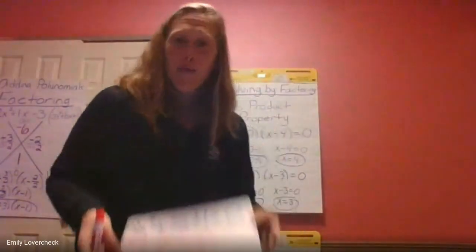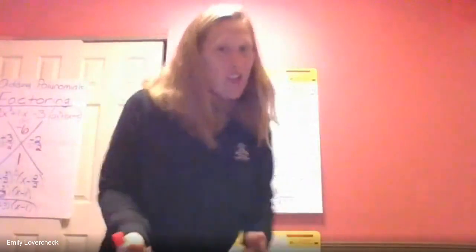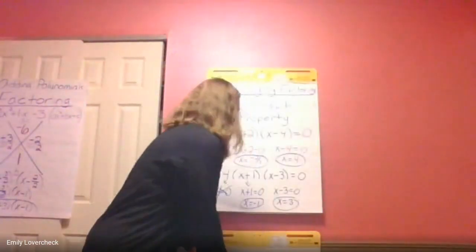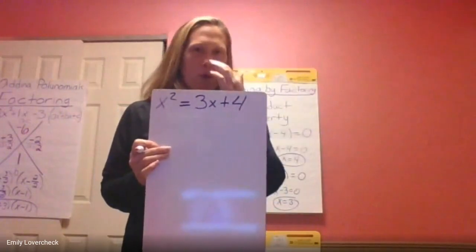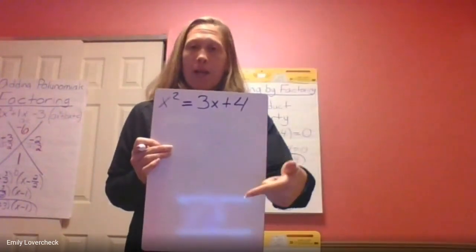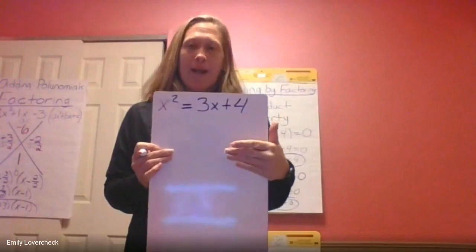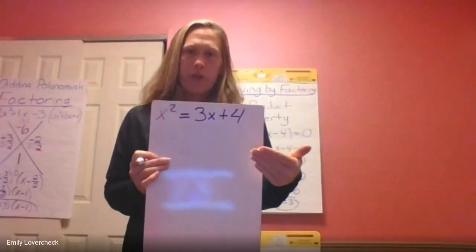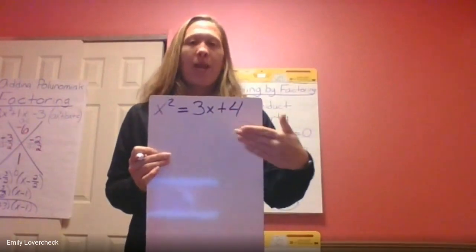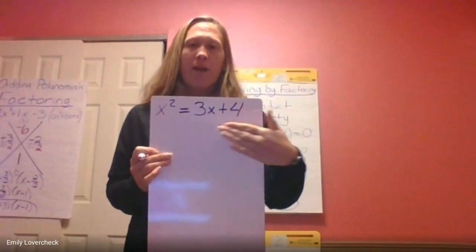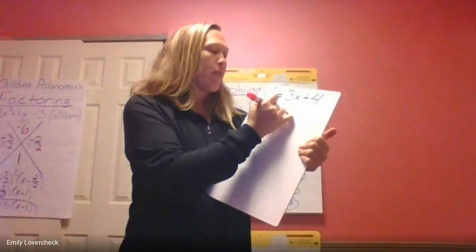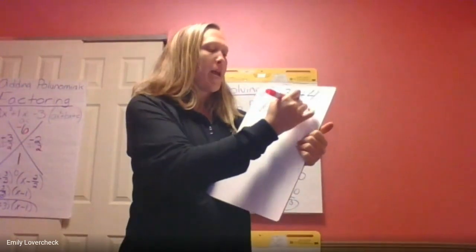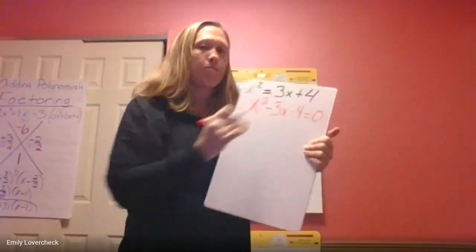Okay? Last problem we're going to do today, and then enjoy the beautiful weather, is if I have a problem like this, x squared equals 3x plus 4. On the last problem, it was already set equal to 0. On this one, if it's not set equal to 0, you have to get it set equal to 0. So I'm going to move the 3x and the positive 4. So I'm going to subtract 3x and subtract 4. So when I do that, I get x squared minus 3x minus 4 equals 0.